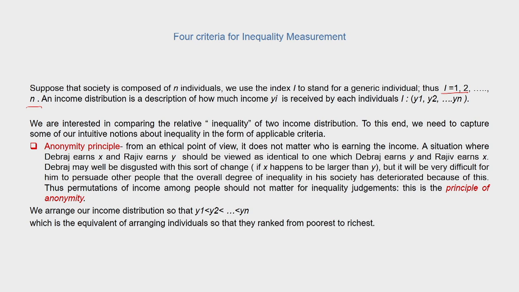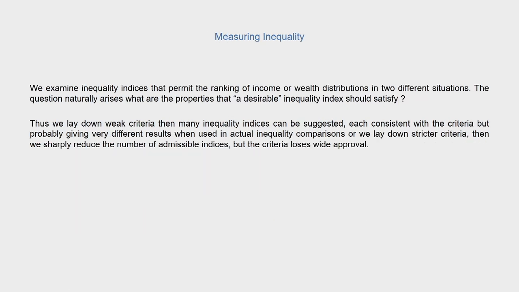So, we are arranging our income distribution based upon this principle, where y1 is less than y2 and so on. The incomes are arranged sequentially in an increasing order, which is the equivalent of arranging individuals so that they are ranked from poorest to richest. So, an individual earning y1 has the lowest income, and the individual earning yn has the highest income, and so on. So, that is the anonymity principle.